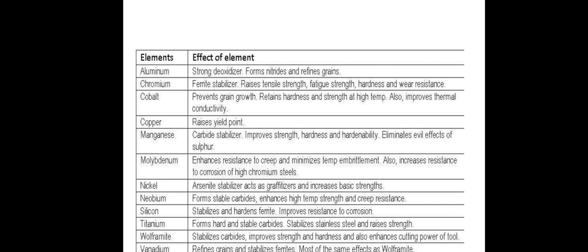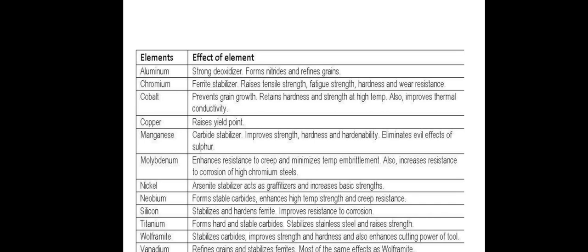Nickel, an austenitic stabilizer, increases basic strength. Niobium forms stable carbides and enhances high temperature strength and creep resistance. Silicon stabilizes and hardens ferrite and improves resistance to corrosion. Titanium forms hard and stable carbides, stabilizes stainless steels and raises strength. Tungsten, or wolframite, stabilizes carbides, improves strength and hardness, and also enhances the cutting power of tools. Vanadium refines grains and stabilizes ferrite, with most of the same effects as tungsten.